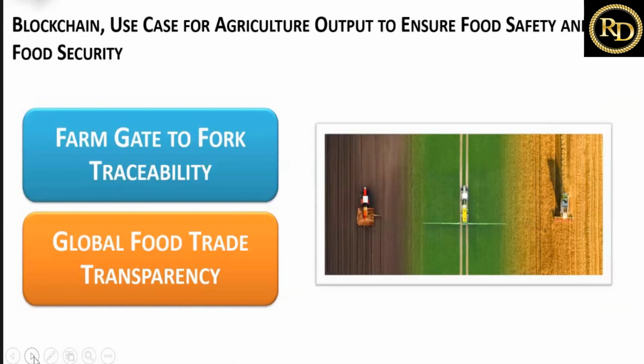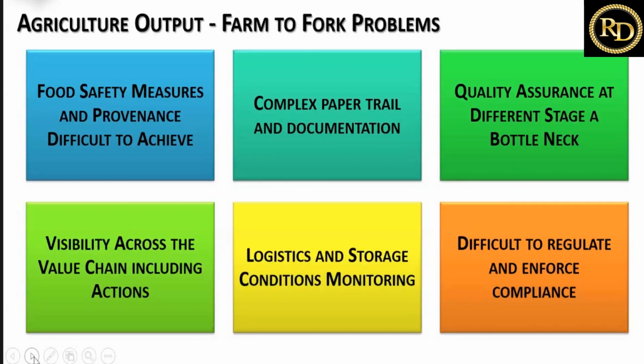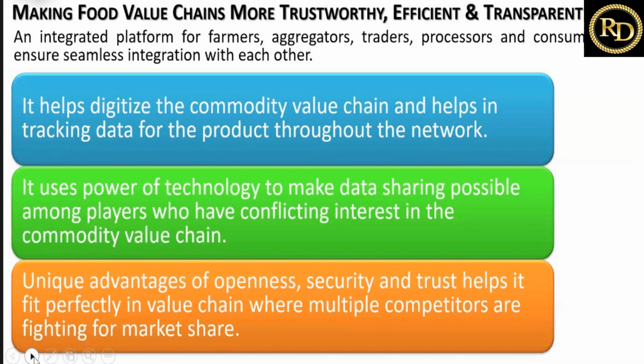Now, another use case for agriculture output is to ensure food safety and food security. Here, farm gate to fork traceability and global food trade transparency, which I've explained earlier in this presentation. When we talk about agriculture output, with farm to fork, food safety measures and provenance are difficult to achieve: a complex paper trail and documentation, quality assurance bottlenecks at different stages, visibility across the value chain, including logistics, storage, condition monitoring, and difficulty in regulating and enforcing compliance.